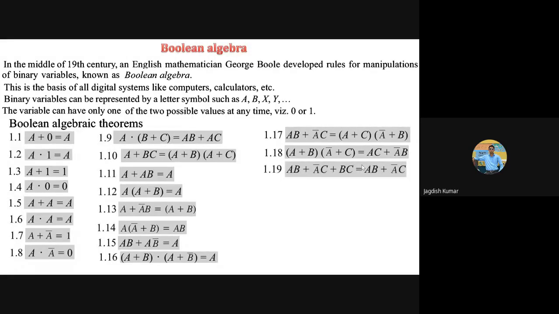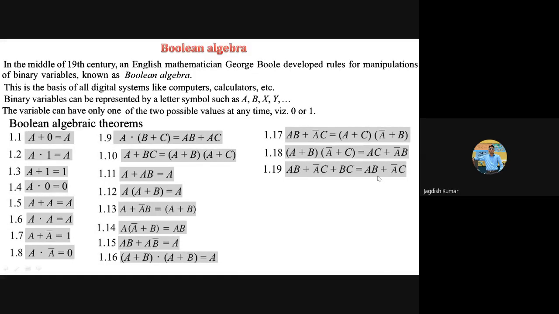Okay, there is another theorem in Boolean algebra which says that A and B or A complement and C or B and C equals AB or A complement C. You can get these theorems even by using earlier theorems. So you have to try hits and trials, and then you can get the answer.